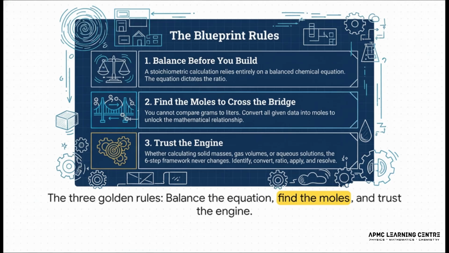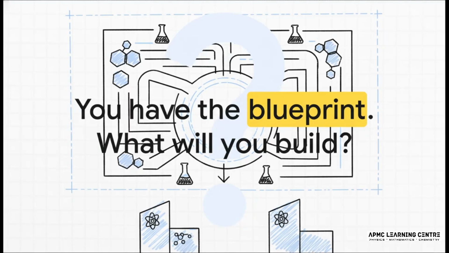Don't skip it. Number 2, you got to find the moles to cross the bridge. Remember, you can't compare grams to liters directly. It just doesn't work. You have to go through the mole. And number 3, trust the engine. This framework, this system, it's universal. It'll get you through. So you see, that maze of chemistry calculations, it's not so confusing after all, is it?